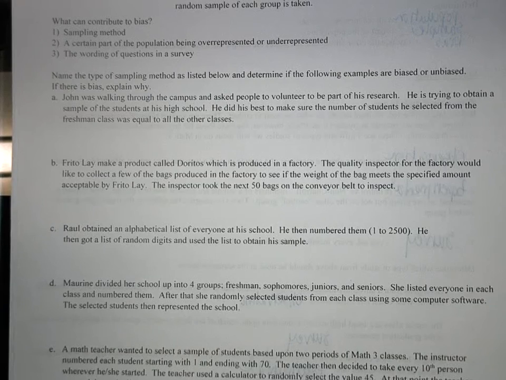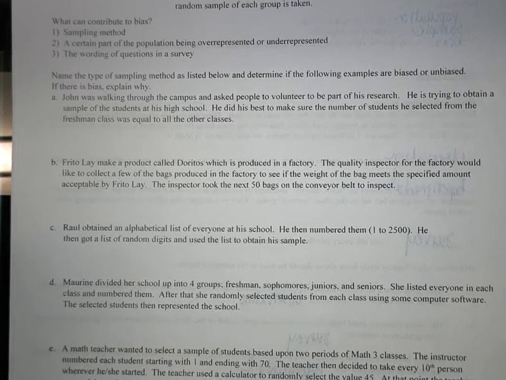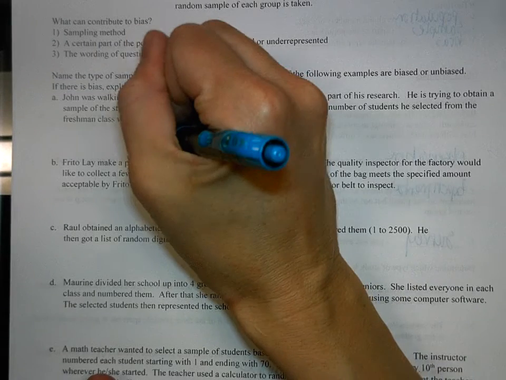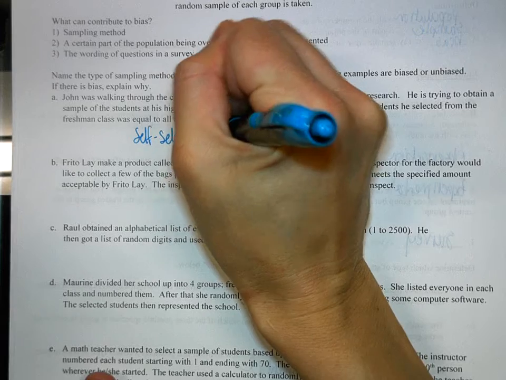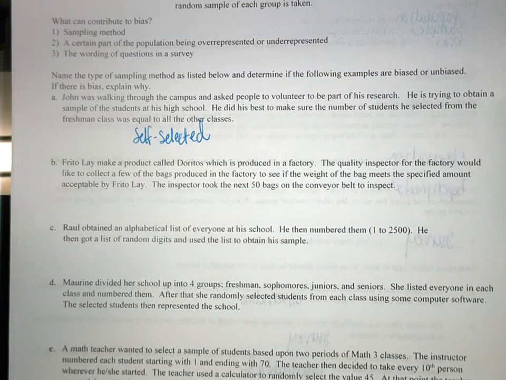So he's going around and he's asking people, will you volunteer and be part of my survey? So that is self-selected because people can say yes or no. Okay? So this is called self-selected. Do we think that there is bias on this one?